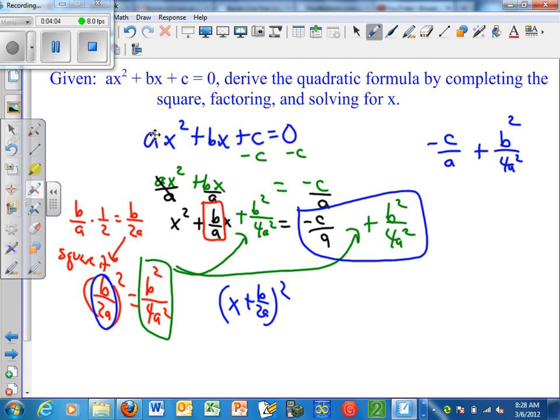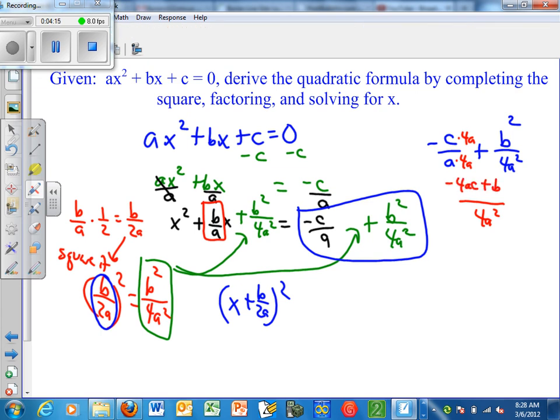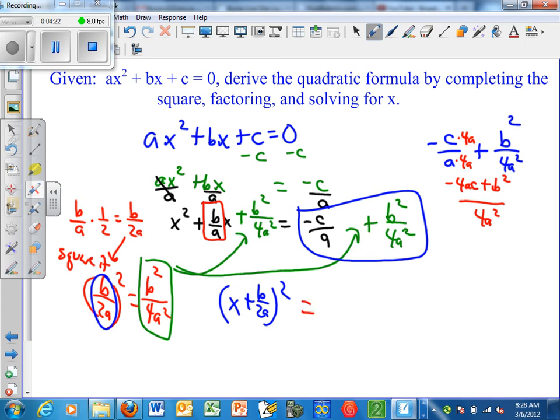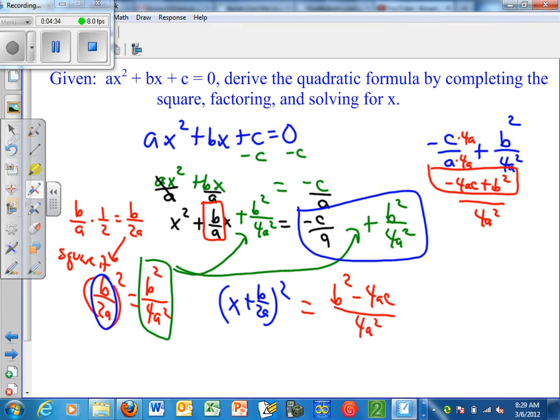If you notice, there's my common denominator. I would have to multiply a by 4a to get it. So I'd have negative 4ac plus b squared, and I'm going to write that as b squared minus 4ac. I'm taking this top and putting the b squared first. This should start looking familiar to the quadratic formula, all over 4a squared. So I just found a common denominator there.